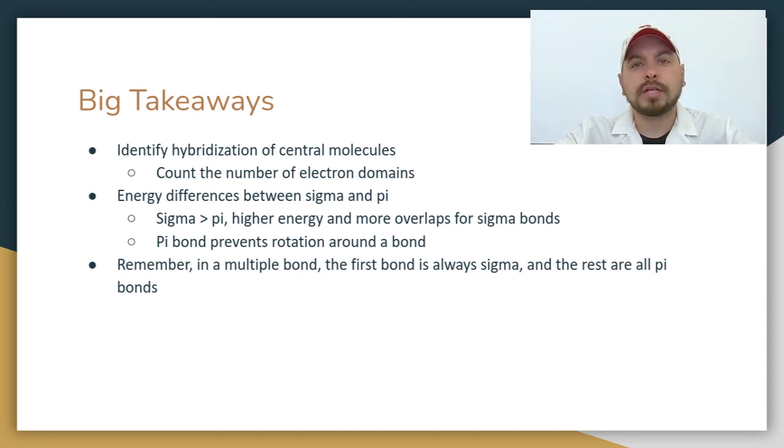We also talked about sigma and pi bonding. And with sigma and pi bonding, you need to understand how the energies of the bonds differ, how the overlaps of the domains differ, and how the ability to rotate around the bond differs. You will also need to be able to count in a molecule the sigma and pi bonds. So in the end, this lesson is a little bit memorization-y, but it is an important skill to have to be able to identify hybridization and count sigma and pi bonds.